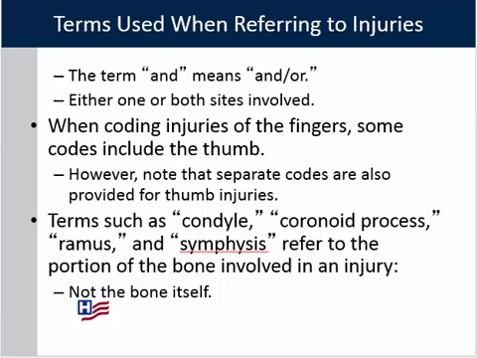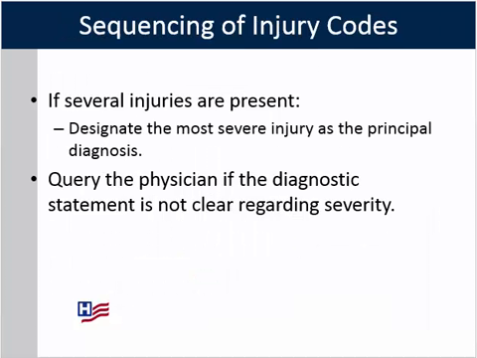When coding injuries mentioning the fingers, this usually takes into account the thumb, but there are a few separate codes for injuries of the thumb, so pay close attention when coding these areas. Terms such as condyle, coronoid process, ramus, and symphysis refer to the specific portion of the bone involved in an injury and not to the bone itself. If admission is due to an injury and several injuries are present, the code for the most severe injury is designated as the principal diagnosis. If the diagnostic statement is not clear on this point, the physician should be asked which to code first.